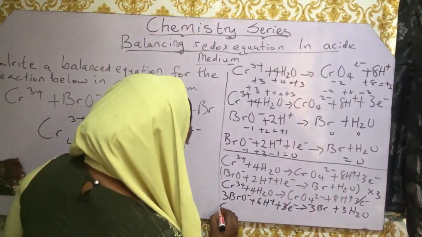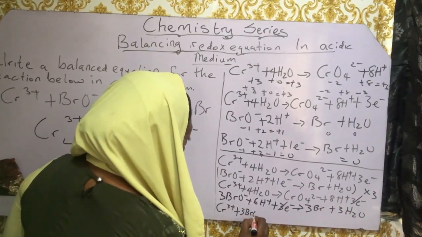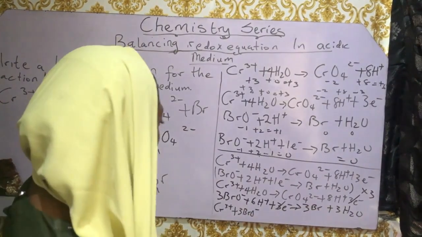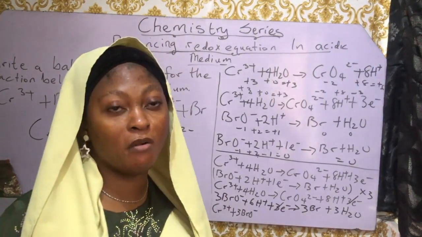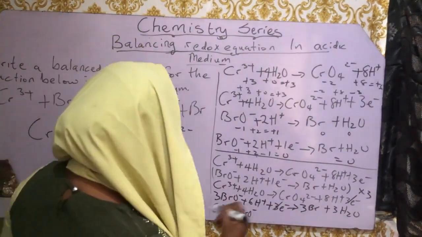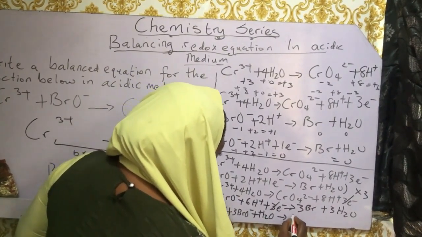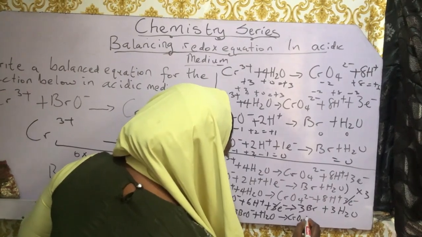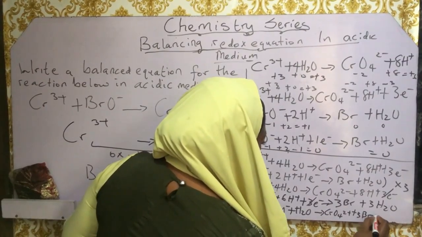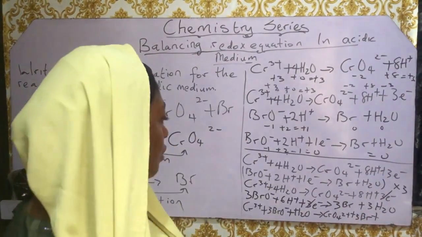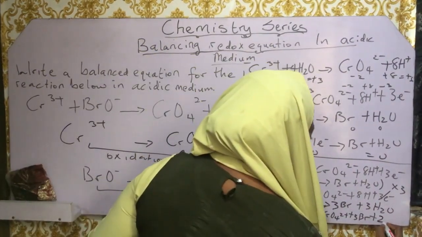Now let's combine the two half reactions. So we have Cr3+ plus 3 BrO-. Now here we have 4H2O, and here we have 3H2O. 4 minus 3 gives 1. That is plus H2O to give CrO4 2- plus 3Br- plus, now 8H+ minus 6H+, that gives 2H+.